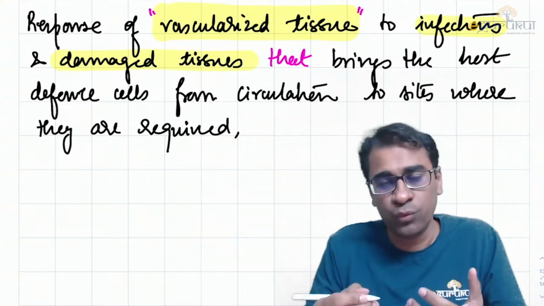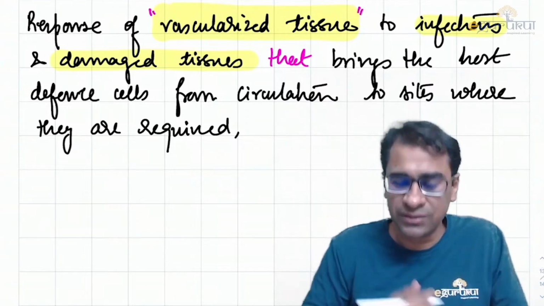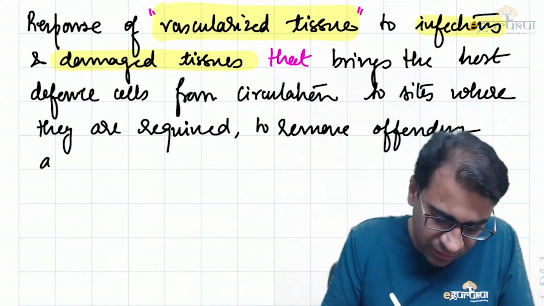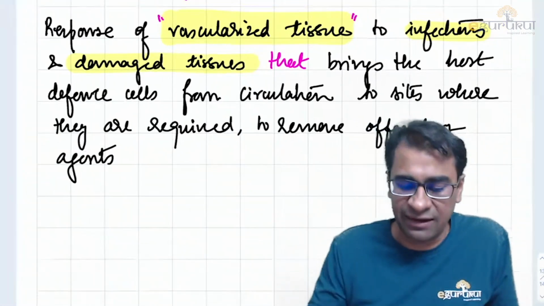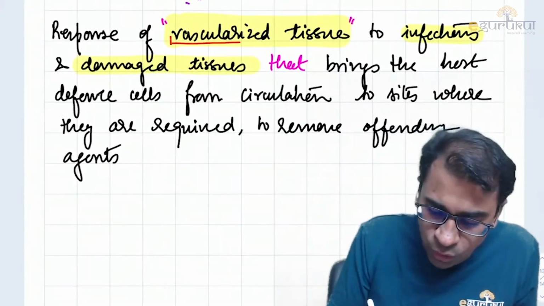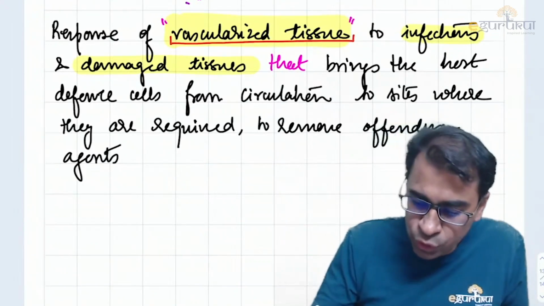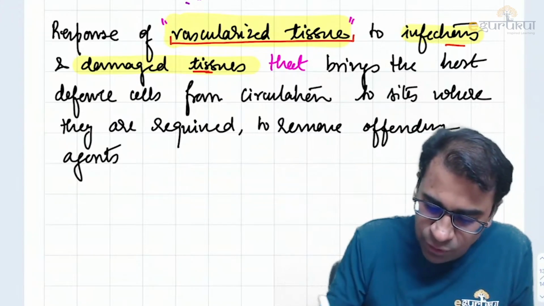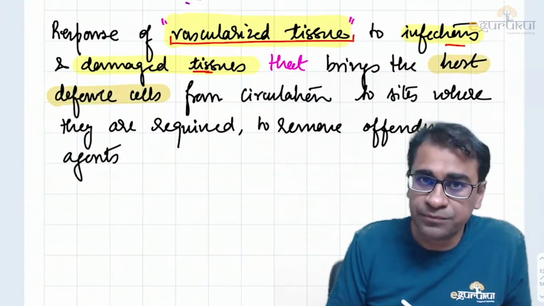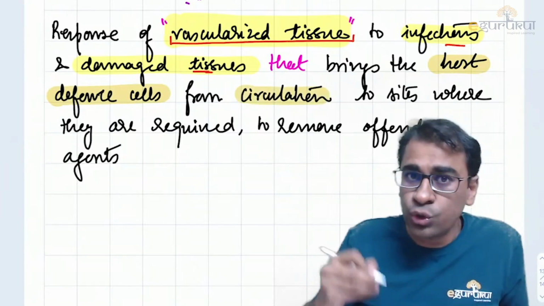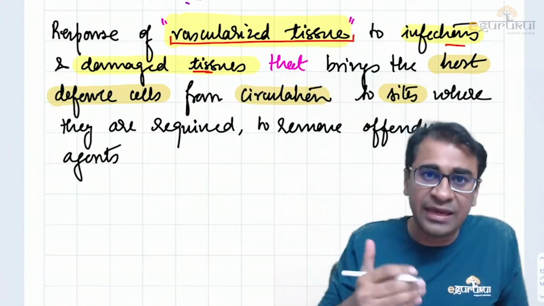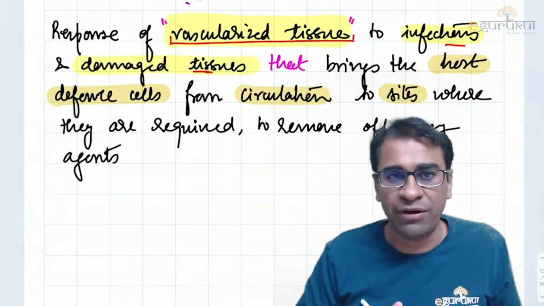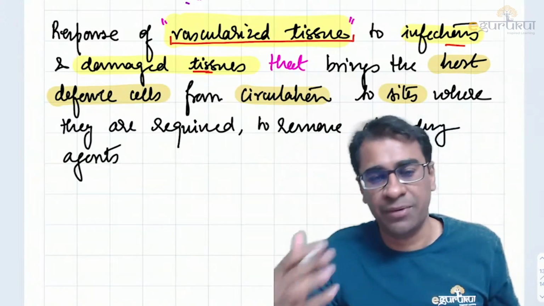Okay, but the question is why are they required there? To remove the offending agents. So this is how we define inflammation. Again, read this line: a response of vascularized tissue to infections and damaged tissues that brings the host defense cells from vessels to sites where they are removing the offending agents. This whole thing is called inflammation.